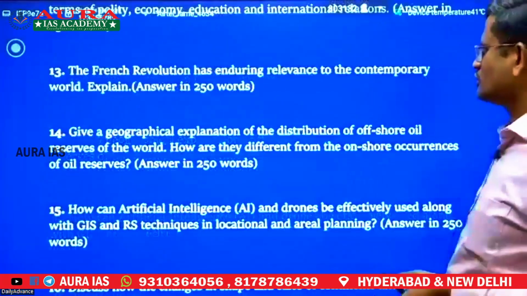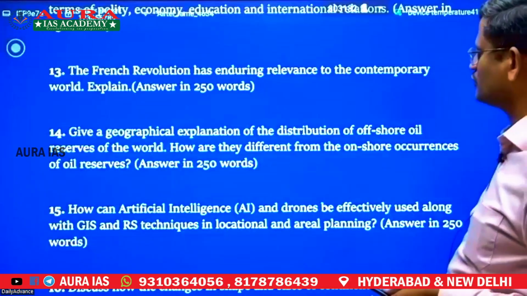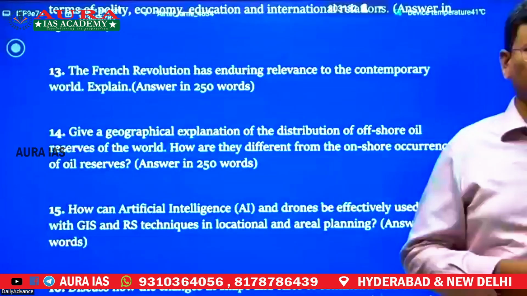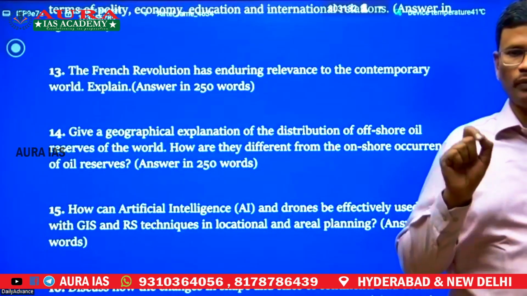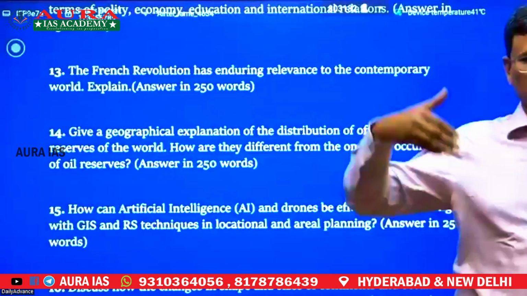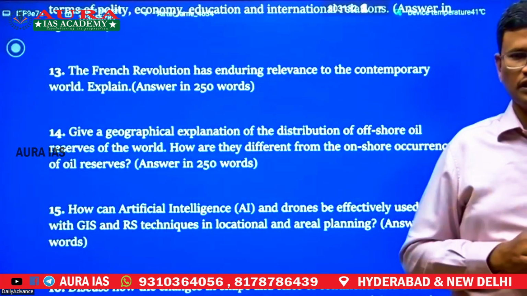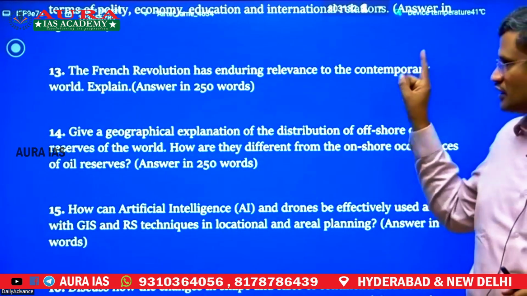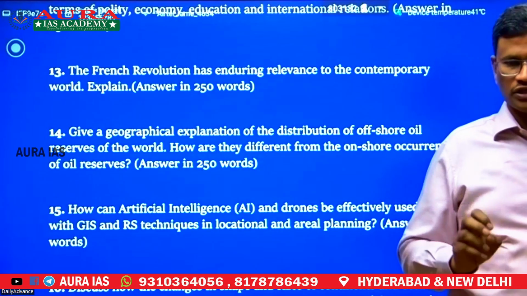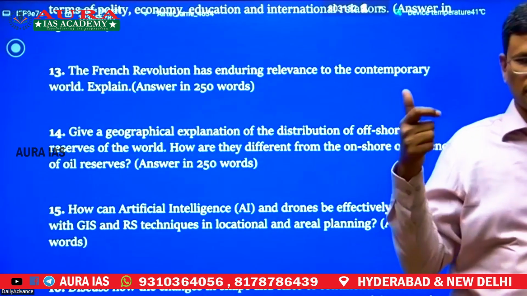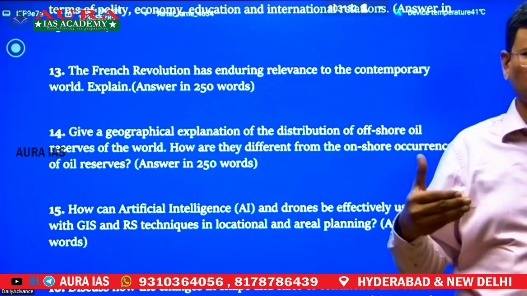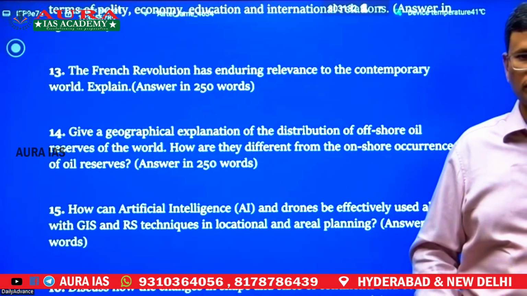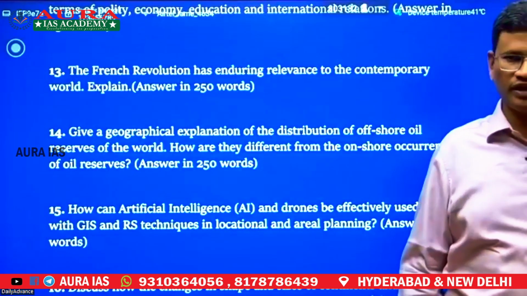Question number 13. The French Revolution has enduring relevance to the contemporary world. Explain. The French Revolution was witnessed in the year 1789. Before 1789, France was ruled by a dynasty called the Bourbon dynasty. The rulers were very autocratic. There was no equality in society. There were feudal privileges. All these inequalities in society were fought against in the French Revolution. And the relevance of the French Revolution to the contemporary world is its slogans of liberty, equality, and fraternity. They inspire humankind even today, after a long gap since 1789. From then till today, these slogans are very important.